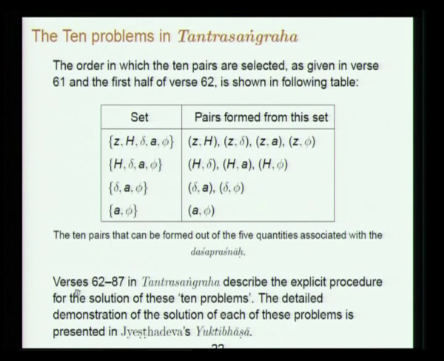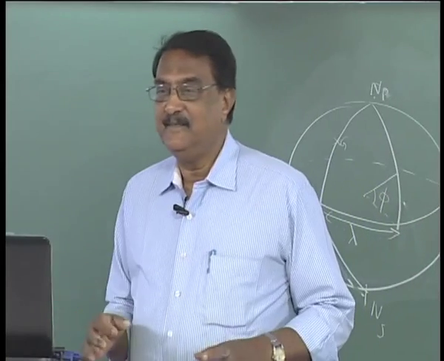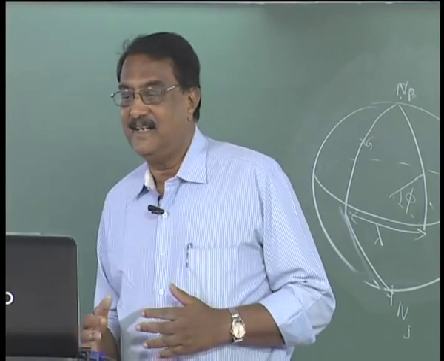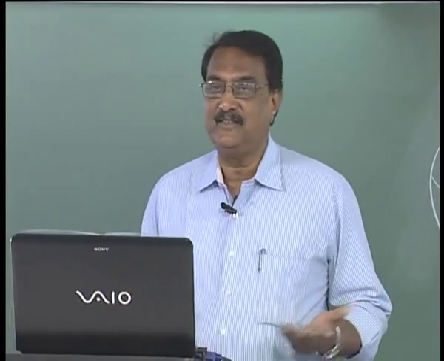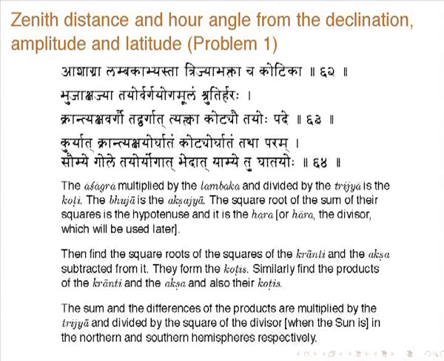Verses 62-87 in Tantra Sangraha describe the explicit procedure for the solution of these 10 problems. The detailed demonstration of the solution of each of these problems is presented in Jyeshtha Deva's Yukti Bhasha. It will be interesting to know how the results are presented in slokas. There are no equations, so how do you describe it? The equations are implicitly given by these slokas.